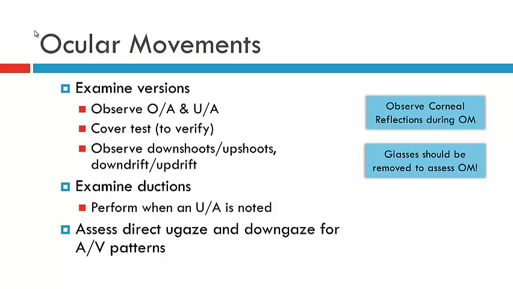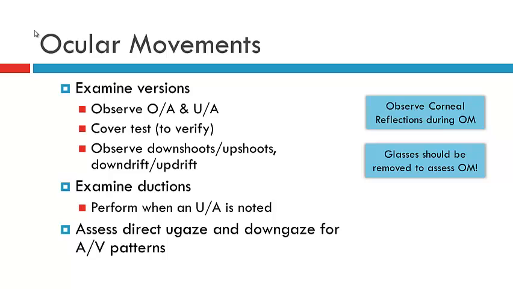Also, you need to observe if there's any downshoots, upshoots, downdrifts or updrifts. This is a movement that you'll see on horizontal gaze, such that as you're moving the eyes into horizontal gaze, you'll see a vertical movement. The eyes will shoot up or down, or drift up or down. And as the word suggests, the difference between these two phenomena are that one is a gradual drift up, the other is a fairly abrupt shoot up, as an example.